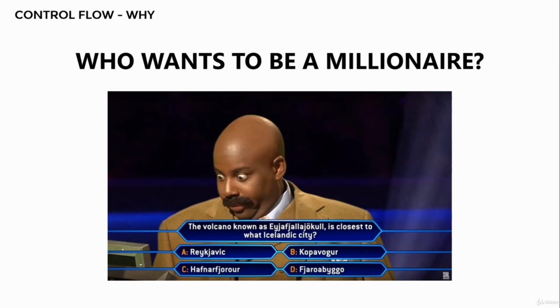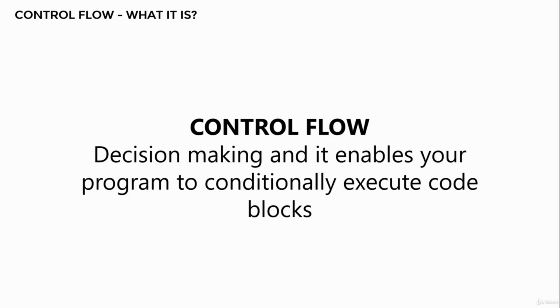If the player chooses the right one, the button will start glowing green and can go to the next level. Otherwise, the button will glow orange or red and the player will lose the game. So, based on the decision, different code will be run. So what is control flow? It is used for decision making and it enables your program to conditionally execute code blocks.